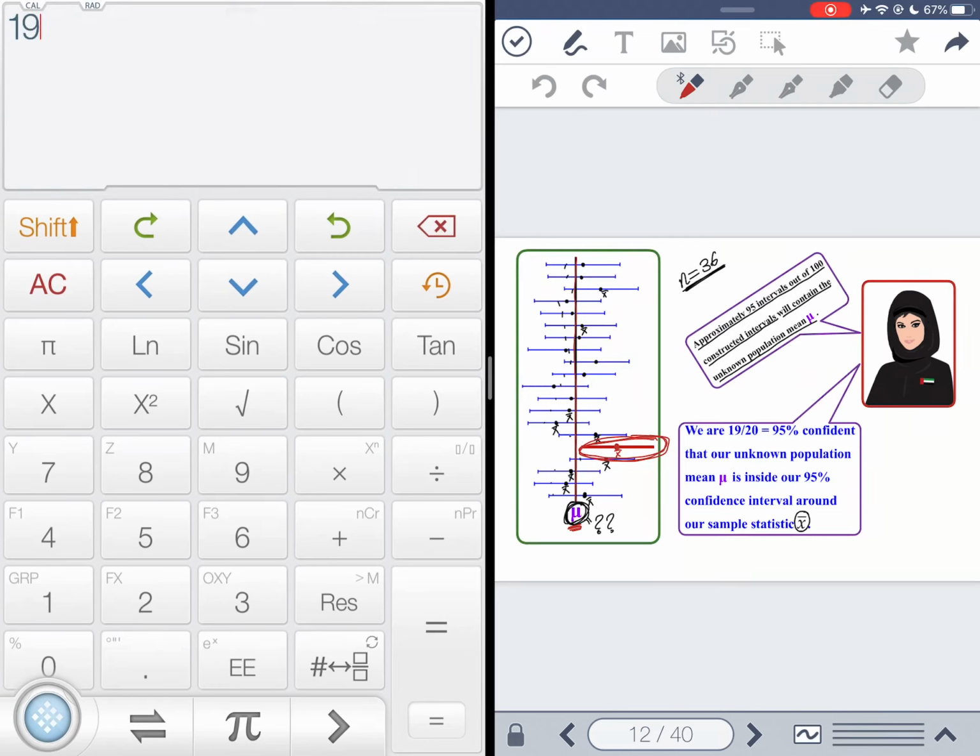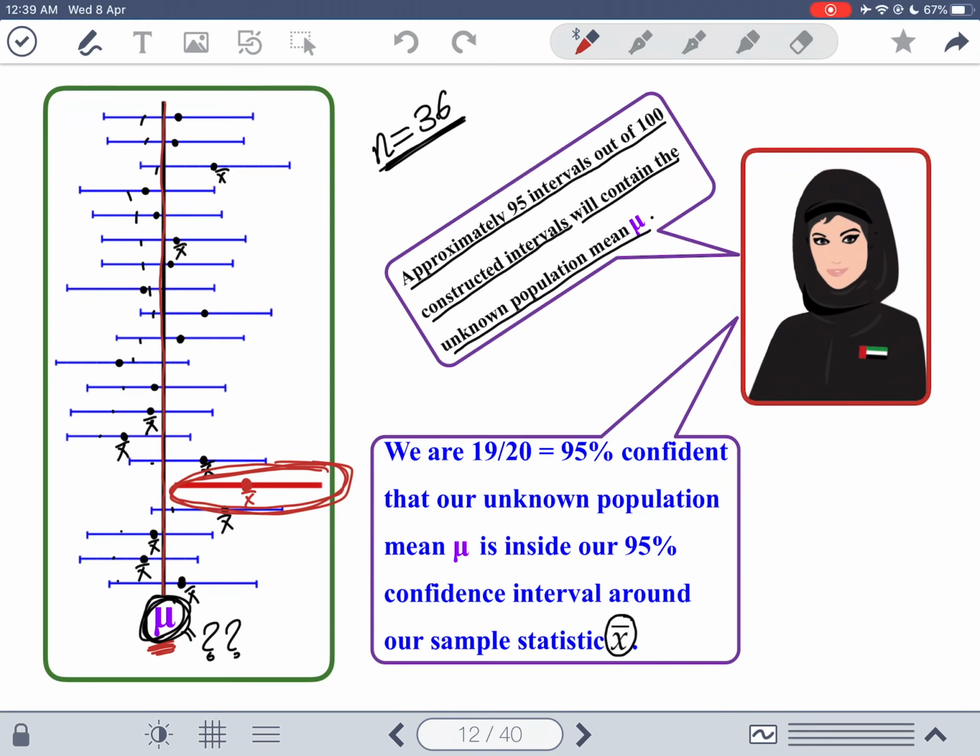If you want to make it out of 100, you multiply by 5, because 20 times 5 is 100. So this is the 95% confidence level. If you do the experiment 100 times, taking 100 samples of size 36, then 95 of them will probably contain the population mean, and only 5 of them will probably not contain the population mean.